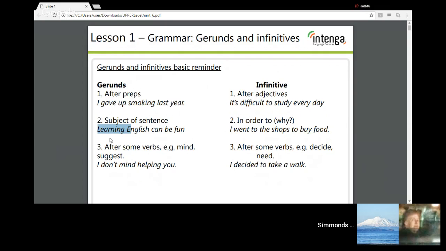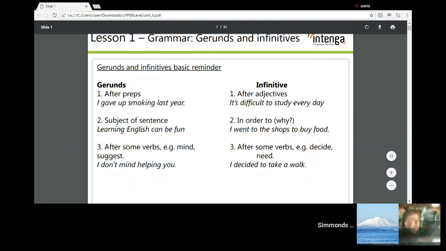Again, it's just a structural sentence. It has nothing to do with the present tense now or anything like that. It's a general statement: learning English can be fun. Depends on the day, probably. All right. Does that make sense? Any questions about this? No. Okay.